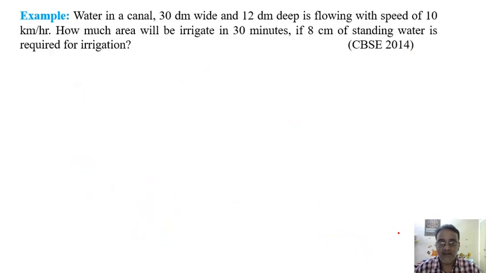No, sir. Now we'll move towards the next important question. This is a 2014 question. It was there in 13 also, and it is here in 14. Water in a canal 30 decimeter wide, 12 decimeter deep is flowing with a speed of 10 kilometer per hour. 1 decimeter is equal to how many centimeter? 1 decimeter is equal to 10 centimeter.